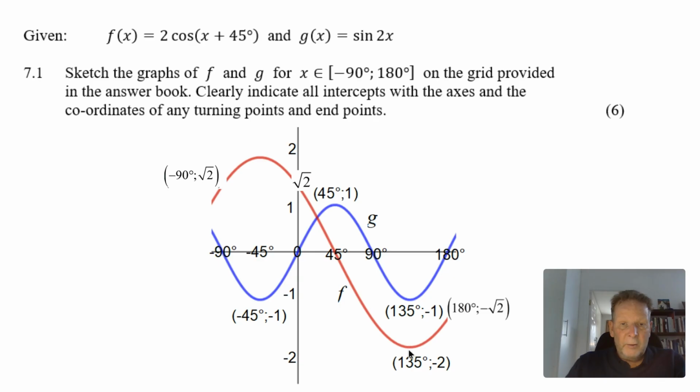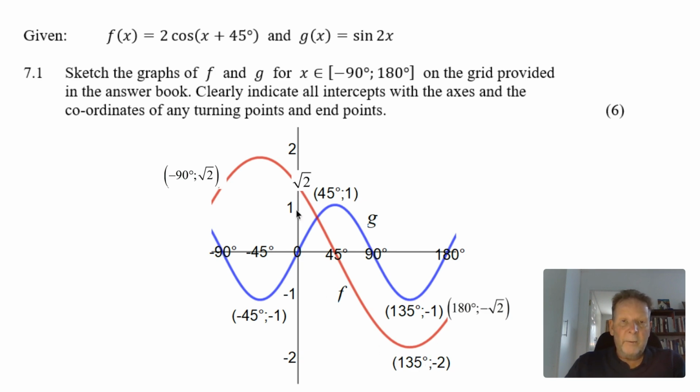And then just put it in your calculator. If you put 180 degrees in here, you get 2 times the cos of 225, and it's minus root 2. If you put minus 90 degrees in here, you'll get 2 times the cos of minus 45, which is positive root 2. And those, minus 90 and root 2, are the endpoints. And it turns at 165 and minus 2.